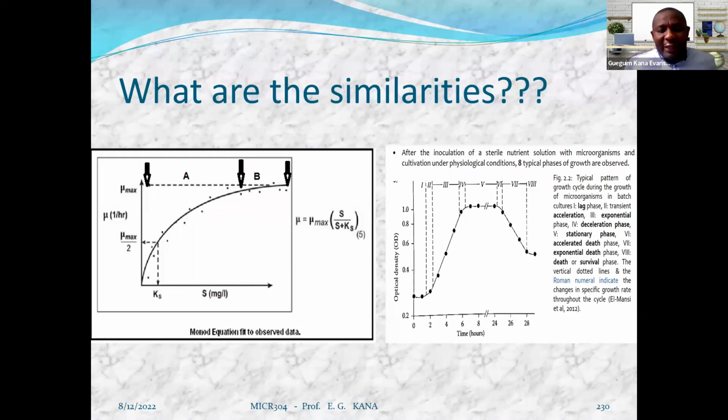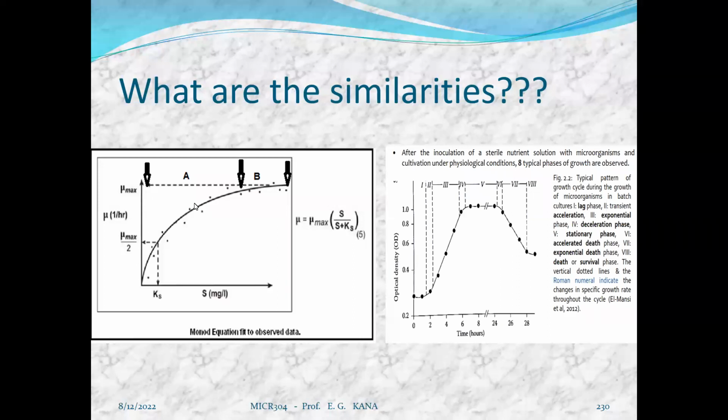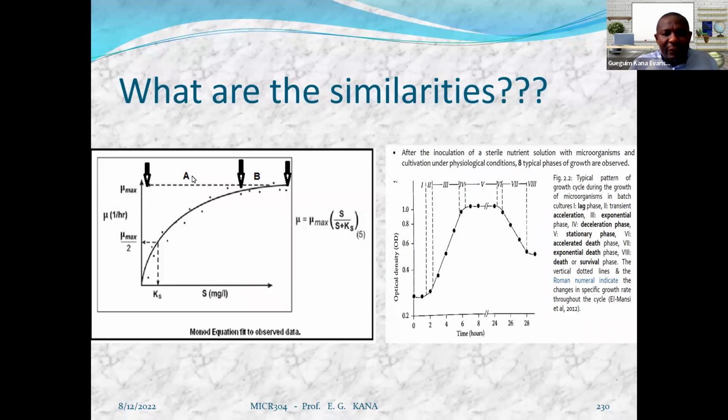Now, the question I gave to you last time before we left was for you to tell me what those similarities are. One question was, does region A that you have here in the first graph with the Monod equation correspond to the acceleration phase, which is stage 2 on this graph, or does it correspond to the exponential phase, which is stage 3 on the microbial growth curve, or which stage does it correspond to? I want to believe that even though we worked it out last time and I gave you the answer, you were able to digest it and you still remember it.